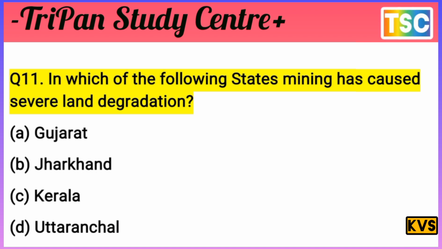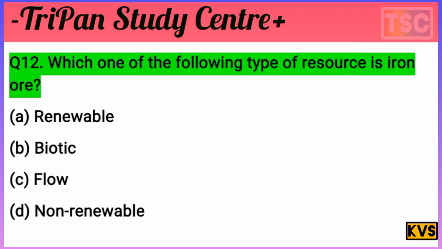Gujarat is not a state where mining is causing severe land degradation. And in Kerala, there is no mining here. And Uttaranchal has none. But the maximum mining causing it is in Jharkhand. So our answer is B, Jharkhand. Jharkhand is the state where mining is causing severe land degradation. That's an important question for the exam.